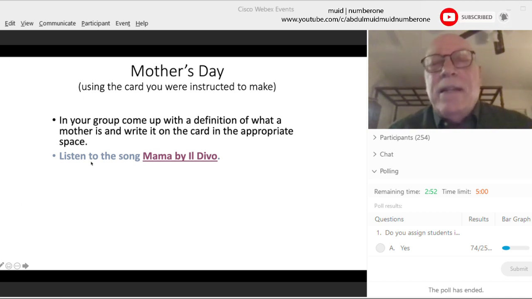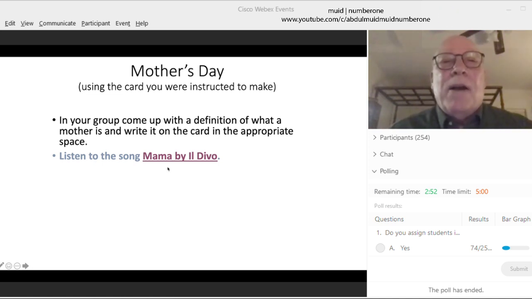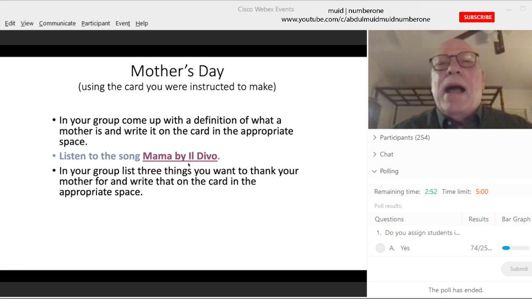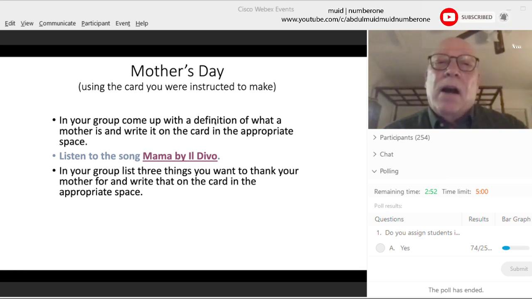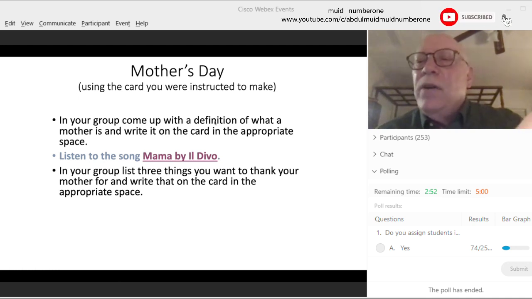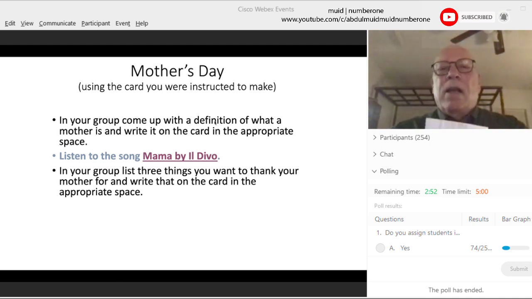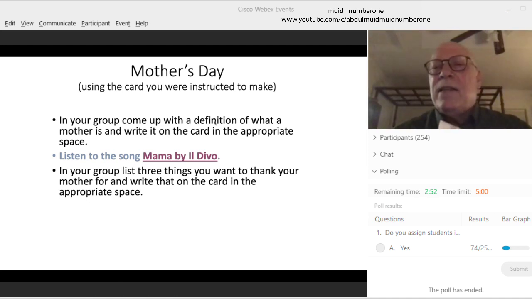Okay, so listening to the song Mama, they get a sense of things to ask Mama about or to talk about. So in their group, after they listen to Mama, I want them to list 3 things they want to thank their mother for, because in the song it says, "Thank you for this, thank you for that." So I want them to think of 3 things they want to thank their mother for. I write that on the card in the appropriate space, which is on the first page of the inside.